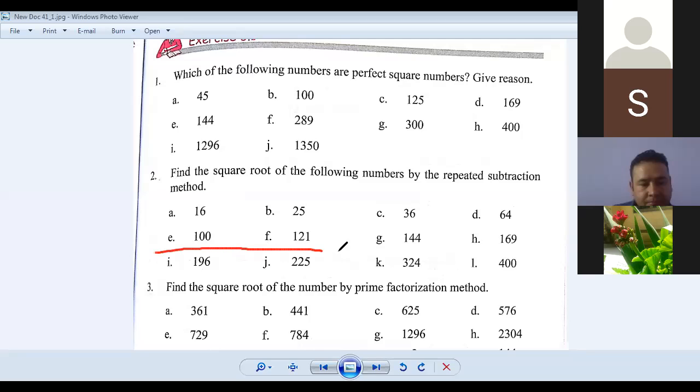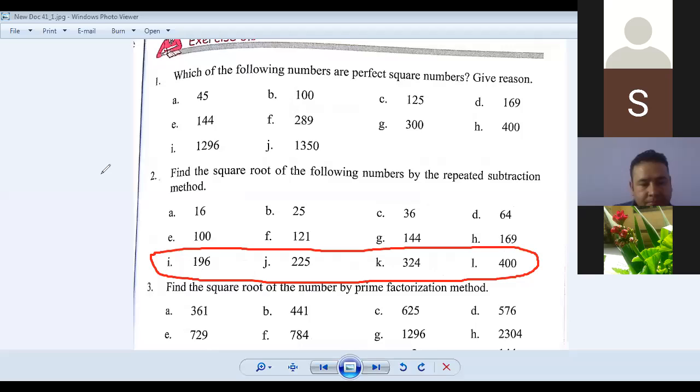Now which copy, this one? Numbers. What are they? 196, 225, 324, 400. So this is homework for you.